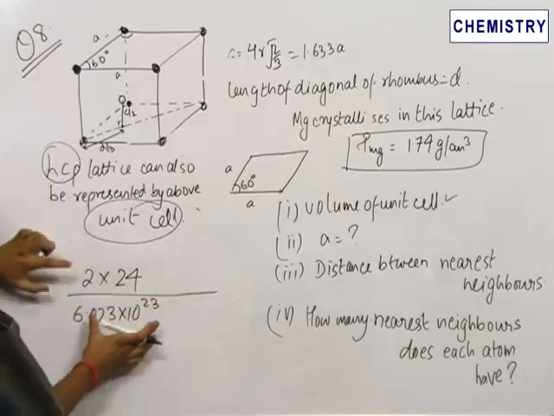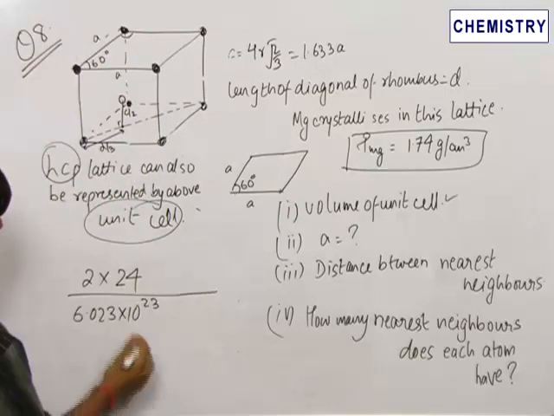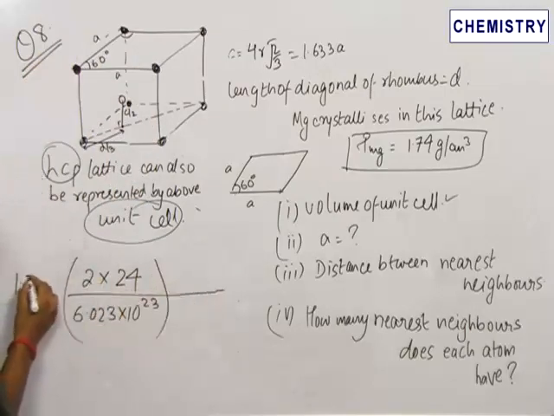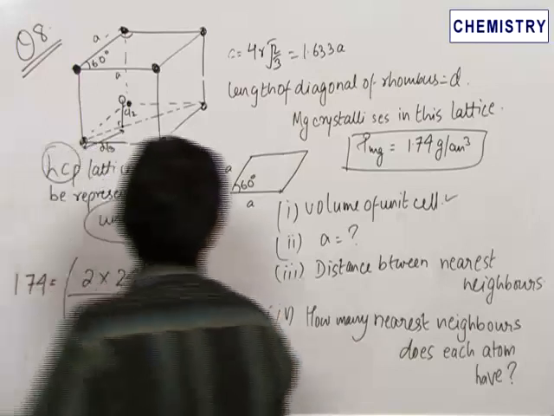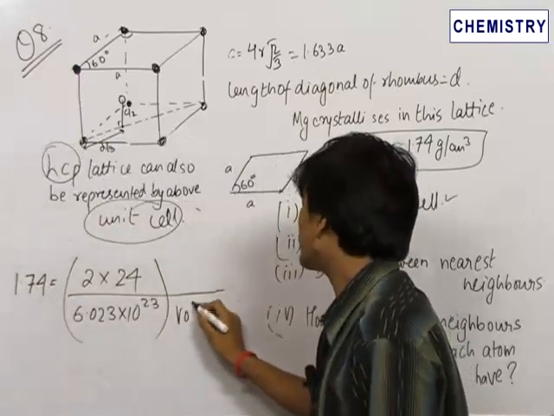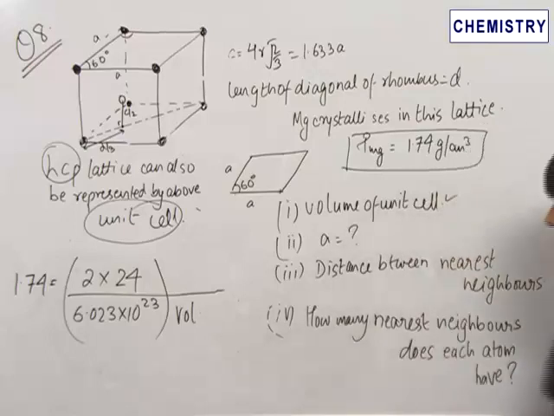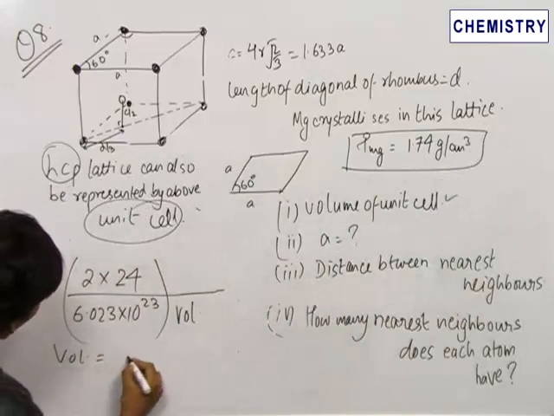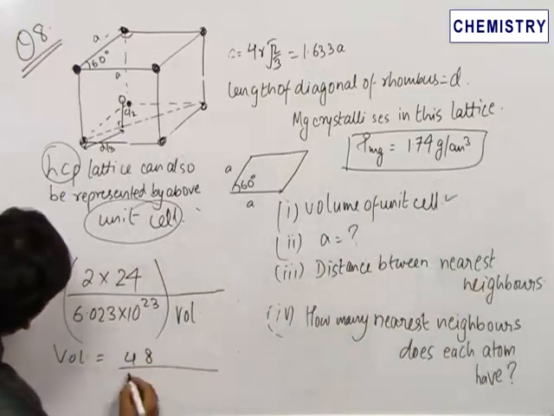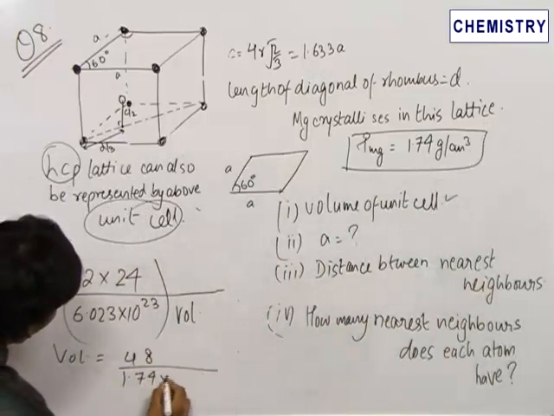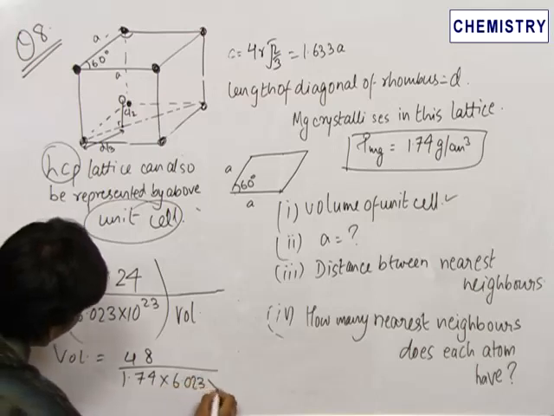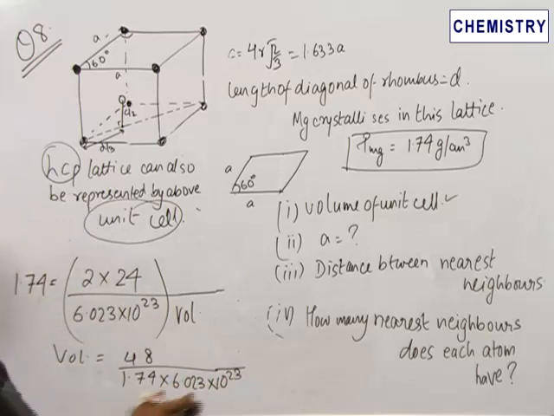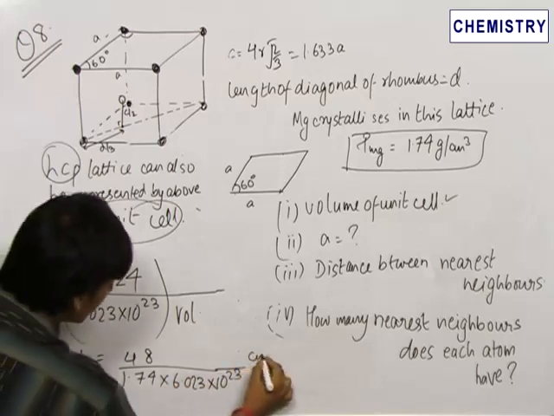This gives us the total mass present in this unit cell, divided by the volume will give us the density, that is 1.74, divided by the volume of the unit cell, which we need to find out. Therefore the volume is equal to 48 upon 1.74 into 6.023 into 10 raised to 23. Now this answer has come out in centimeters cube.